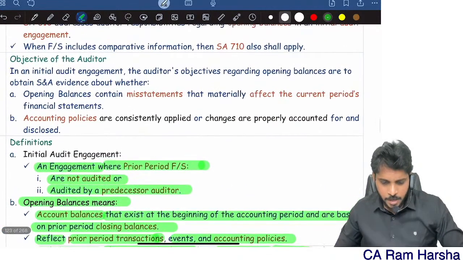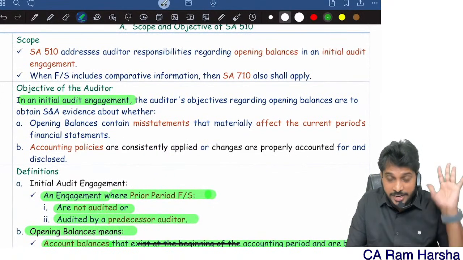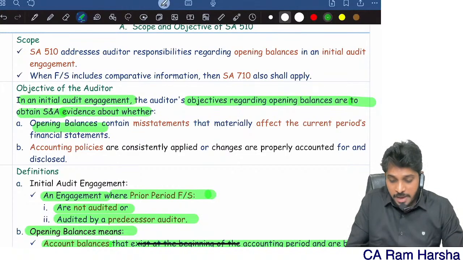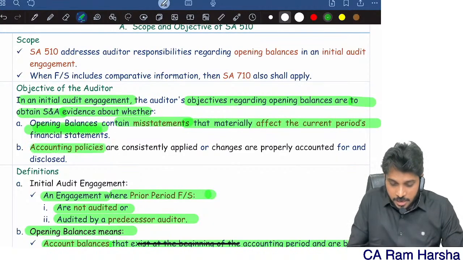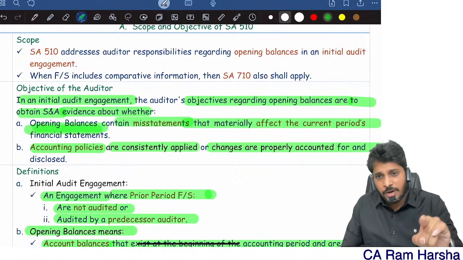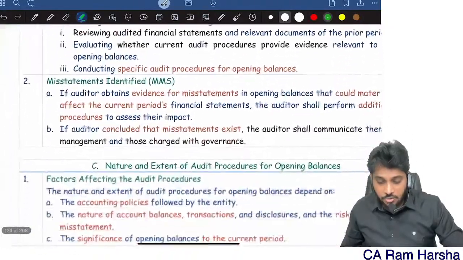Next, what is the objective? Very simple. In an initial audit engagement, the objective is to obtain sufficient appropriate evidence about whether opening balances contain misstatements which might affect the current period financials. Are accounting policies consistently applied? And if there are any changes to the accounting policies, whether the changes are correctly reflected. So first let us look at the accounting policies point.